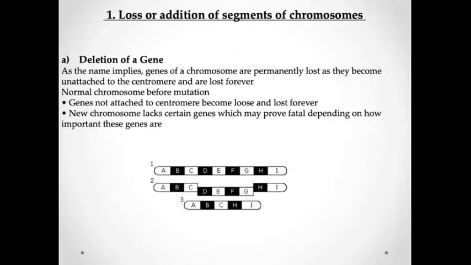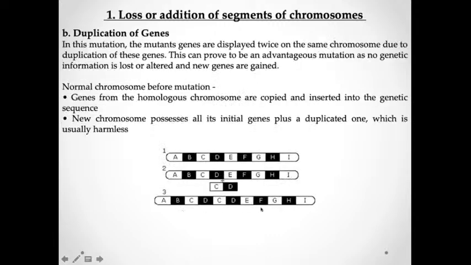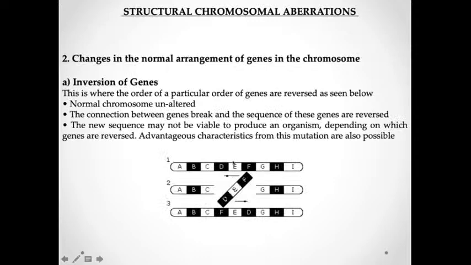So these are the four different kinds. In the deletion of genes like this, D, E, F, G could be deleted and what remains is A, B, C, H, I only. In the duplication, you have C and D, and C and D are duplicated again and added into your chromosome. There could also be inversion. They just change their position inversely, like F, E, and D.